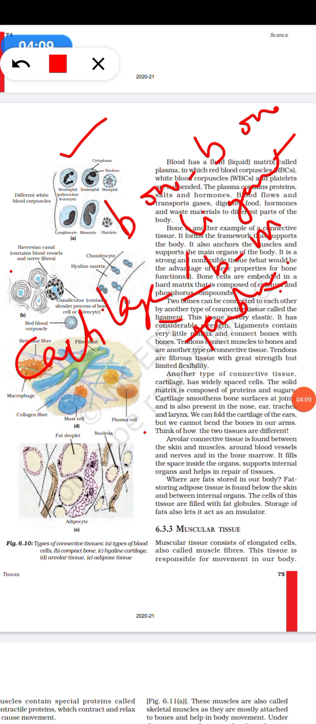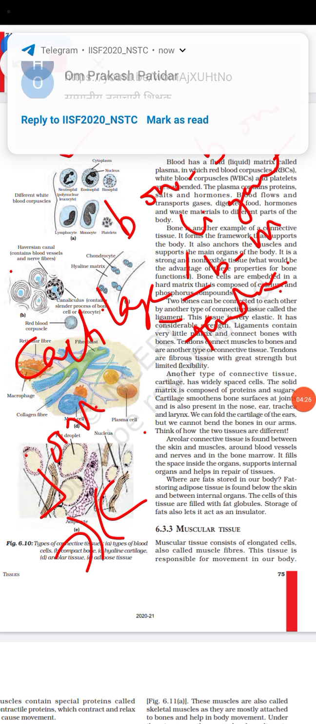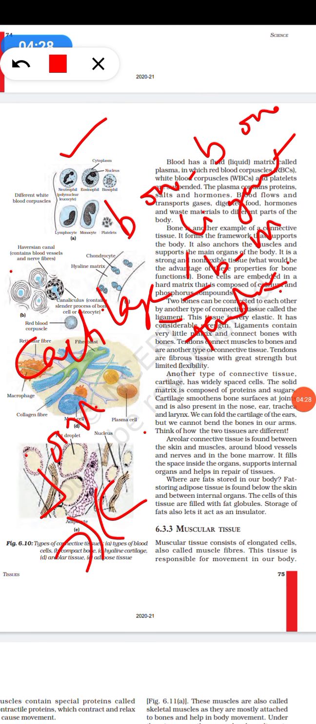So there are different cartilages. One is for the joints: there is cartilage for two joints to function, and that is why you are able to move your hands. Whereas the cartilage present in our nose or ears is foldable, very soft in nature.